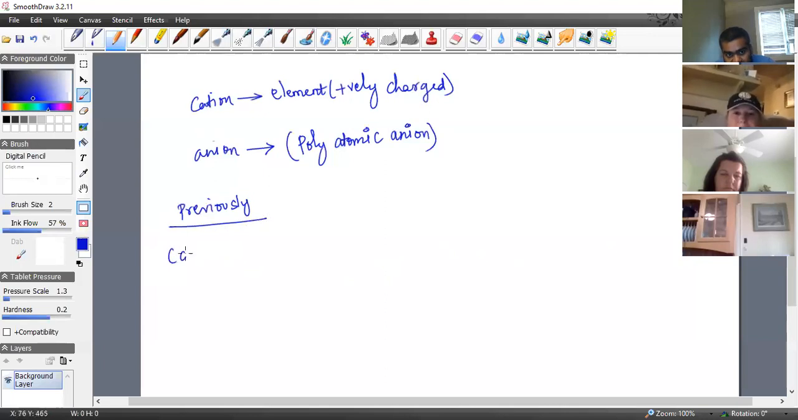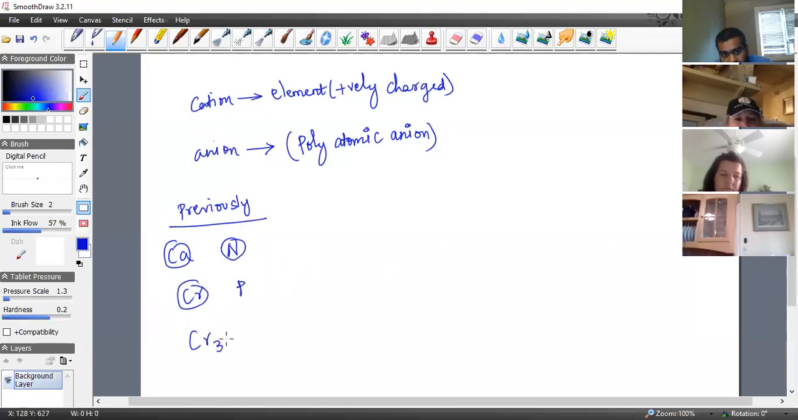Previously we did calcium, nitrogen, we did chromium, phosphorus. You see, this is one element, this is one element. So there could be Cr3P4, but this is still only one phosphorus. There's no 2 kinds of elements. There could be 4 of the phosphorus, but it's still only one phosphorus. But what I mean by polyatomic ions is nitrates.